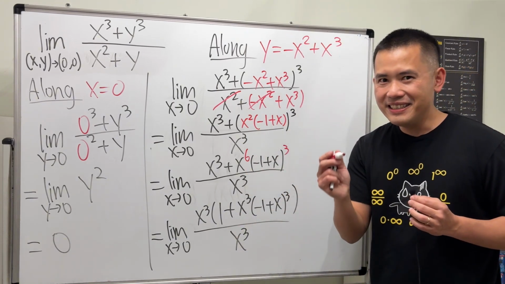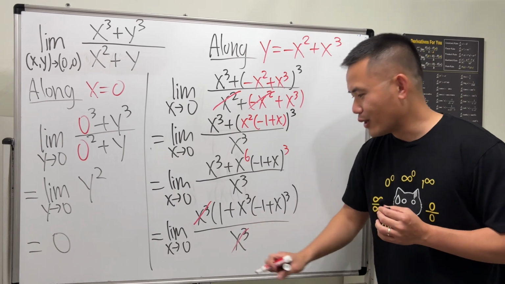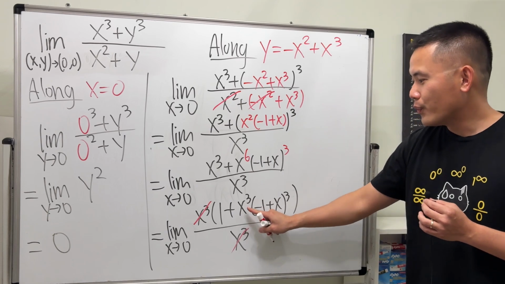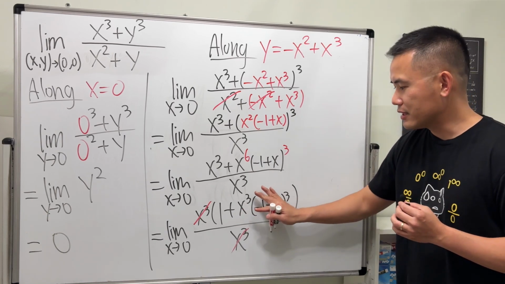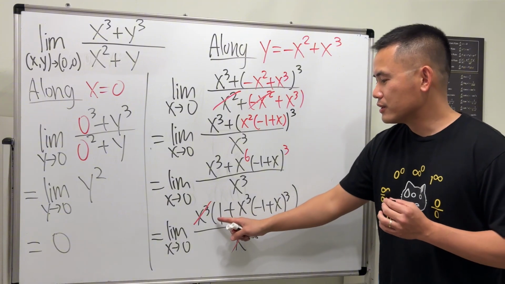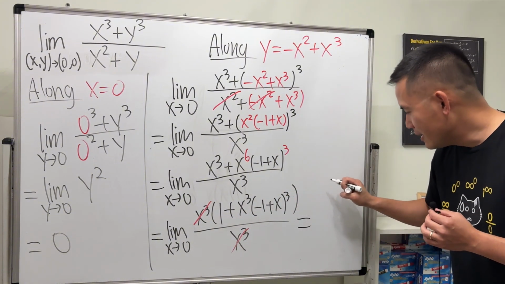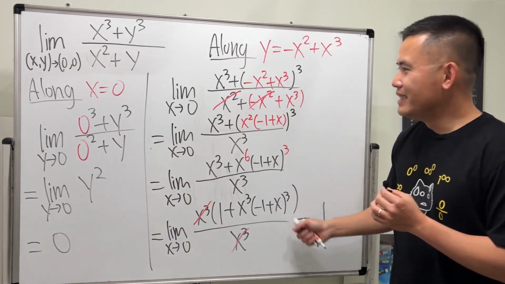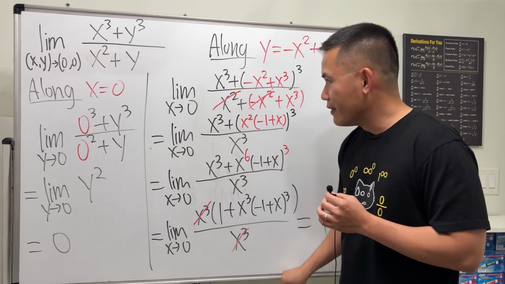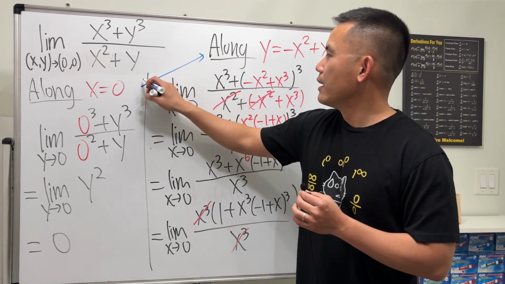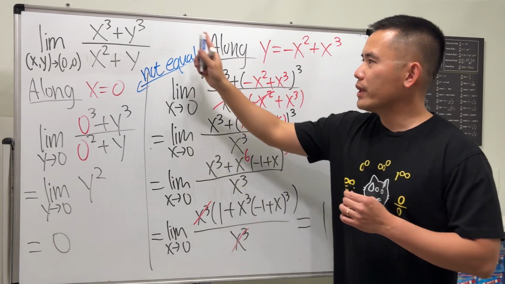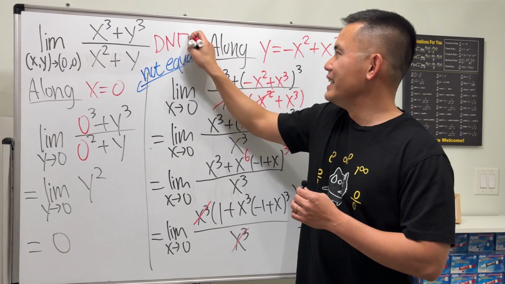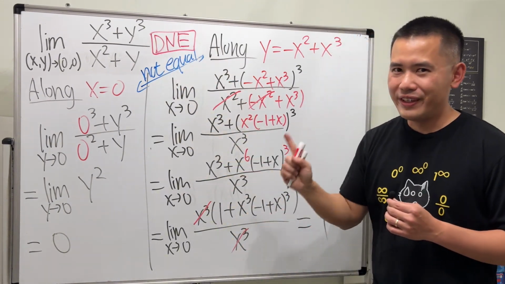And now, ladies and gentlemen, cancel, cancel. And we are going to put 0 into the x here. Well, this is just 0 times whatever. Doesn't matter. This will just be 0. So as you can see, the limit right here is equal to 1. So this is 0. This is 1. They are not equal. Not equal. Therefore, we can go back to the original limit and say this limit does not exist, and then we are done.